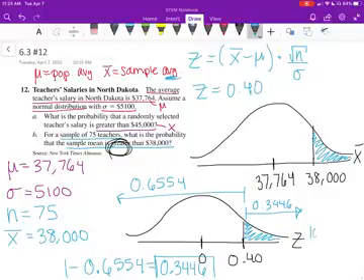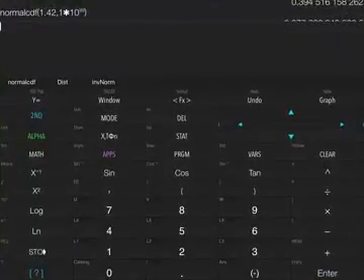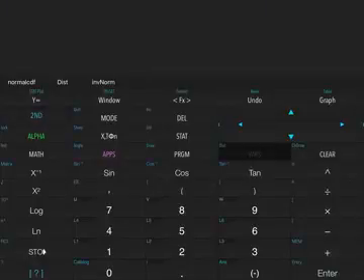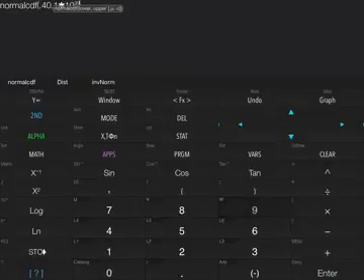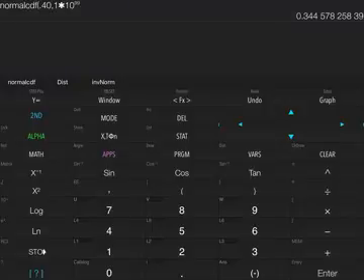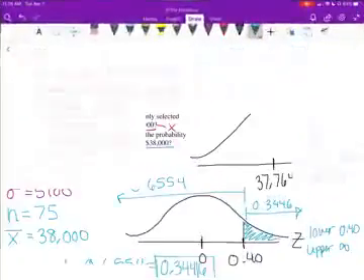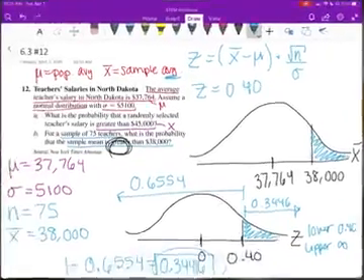We can also use our calculator for this part. We would have our lower normal CDF to be 0.40, and our upper is going to be infinity. So let's go to our calculator. We have second vars, normal CDF. Our lower is 0.4, comma, our upper is infinity, so 1 times 10 to the 99 power. And we get, look at that, same thing, 0.3446.